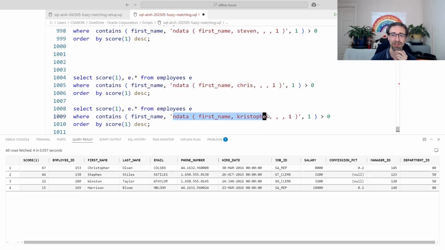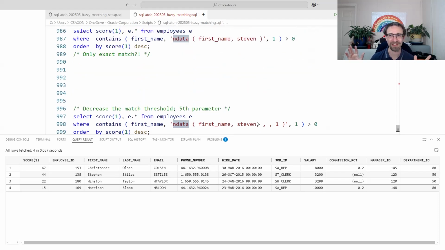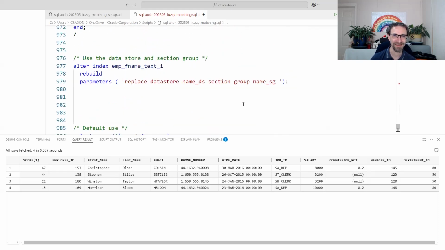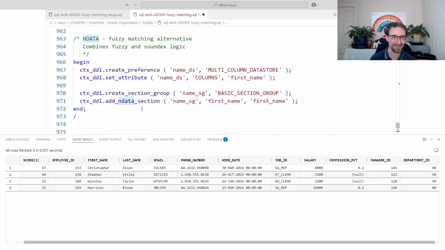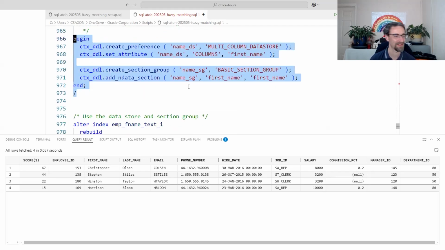So I would say if you are looking at fuzzy matching with Oracle text, look at using this ndata. It gives me much better results, right? I'm not an expert in Oracle text, but this is what the director of Oracle text directed me to. She said, look at this, it will help. Just remember, you've got to create these things first.